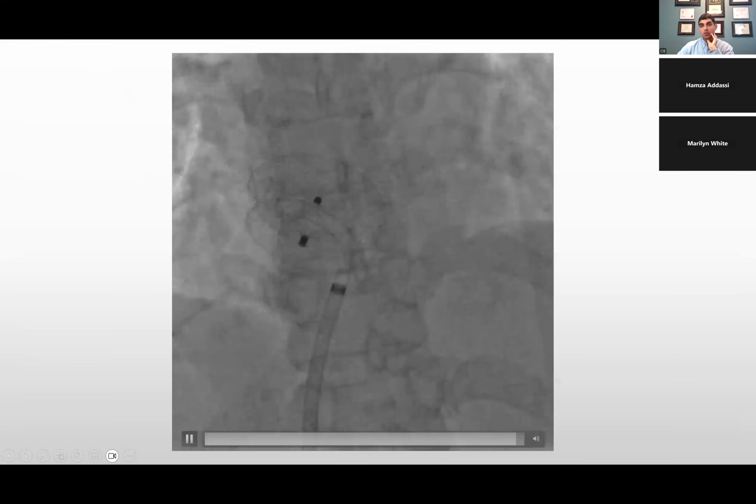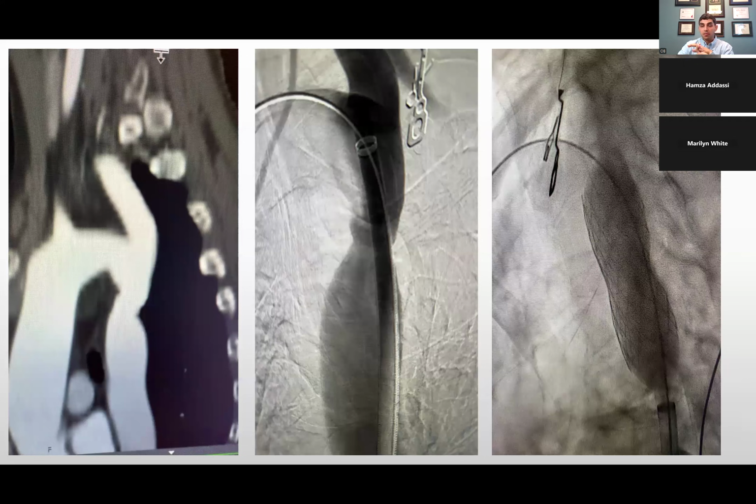So besides fixing valves, besides fixing atrial appendages, structural cardiologists are also specialized in closing holes in the heart. And then here's another example.